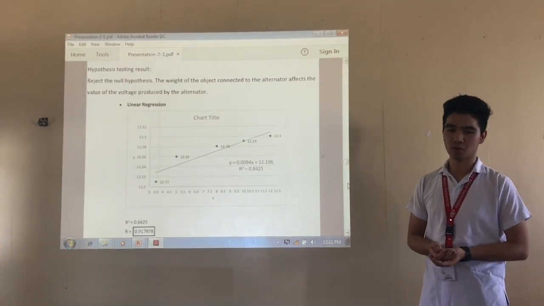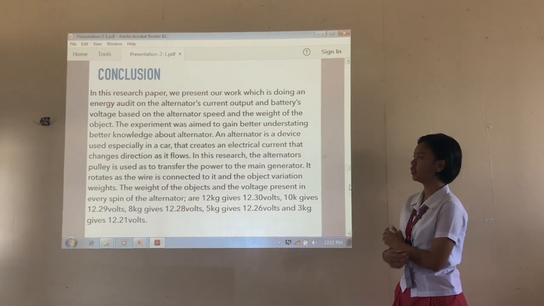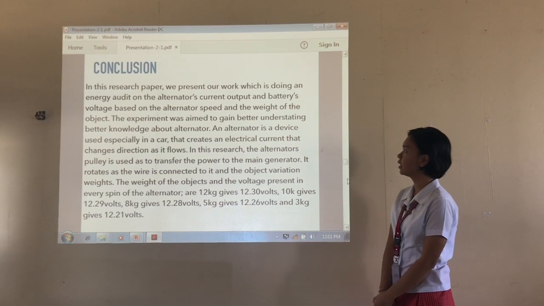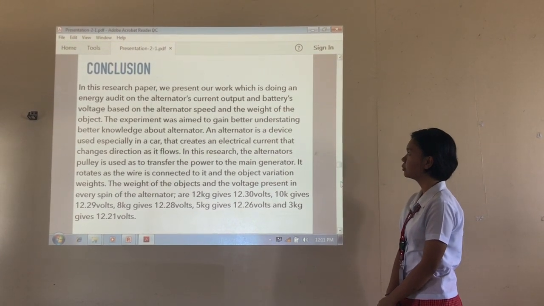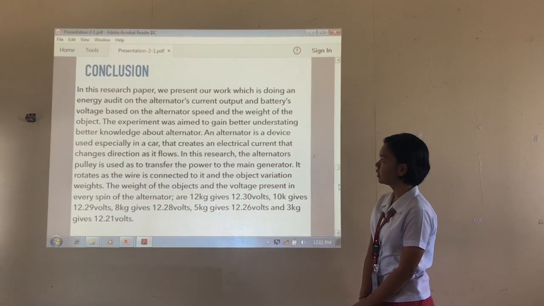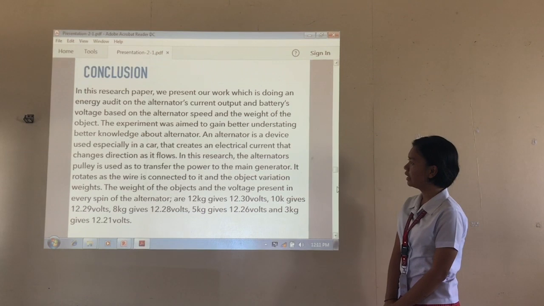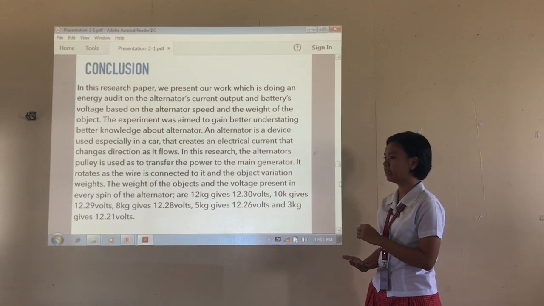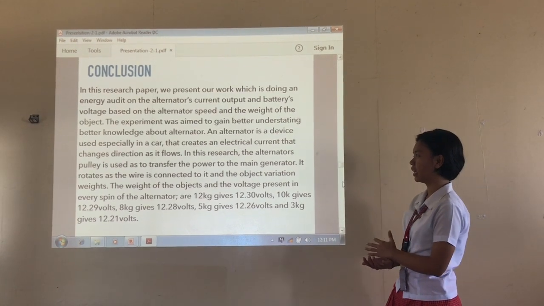Next. Conclusion. In this research paper, we present our work, which is doing an energy audit on the alternator's current output and battery's voltage based on the alternator's speed and the weight of the object. So, ang pinaka-main namin dito ay ang knowledge about alternator.